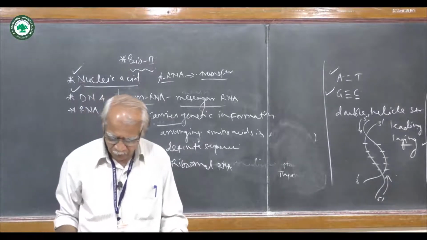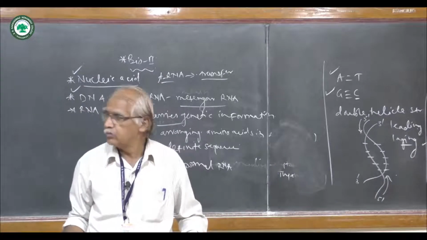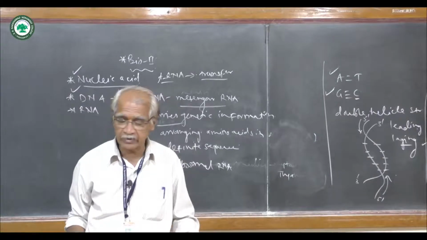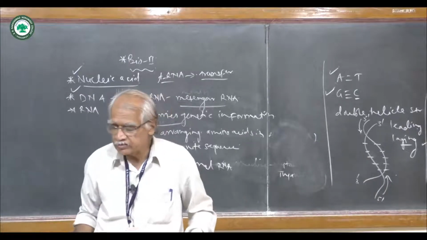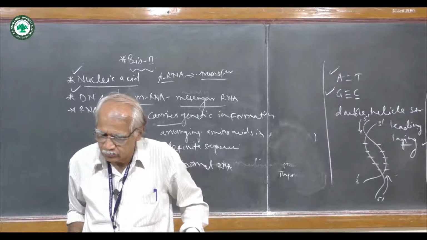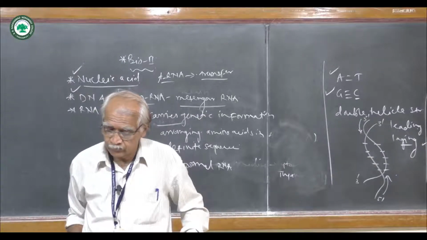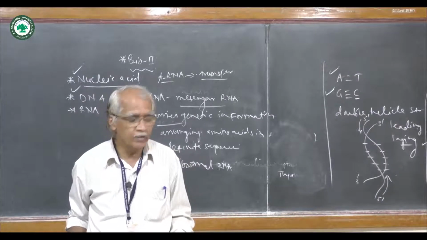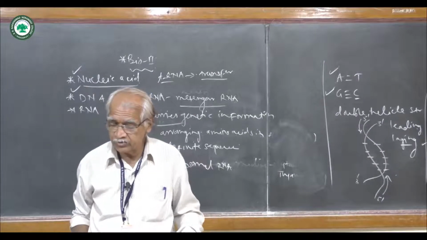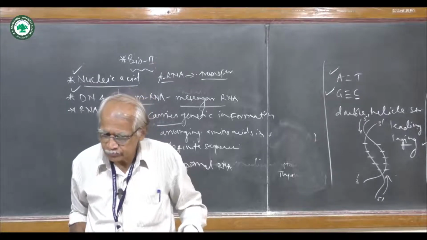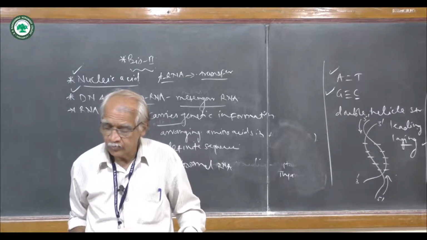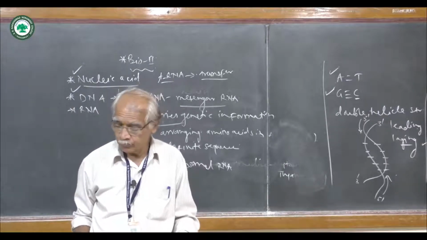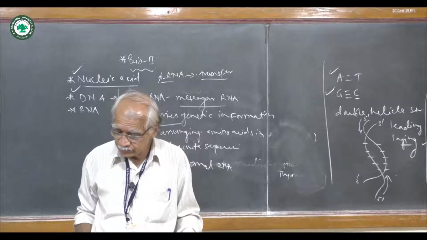tRNA molecules are smaller, consisting of about 70 to 80 nucleotides. It is single-stranded, which is mainly responsible for transmission of the message for particular amino acids in the process of protein synthesis.